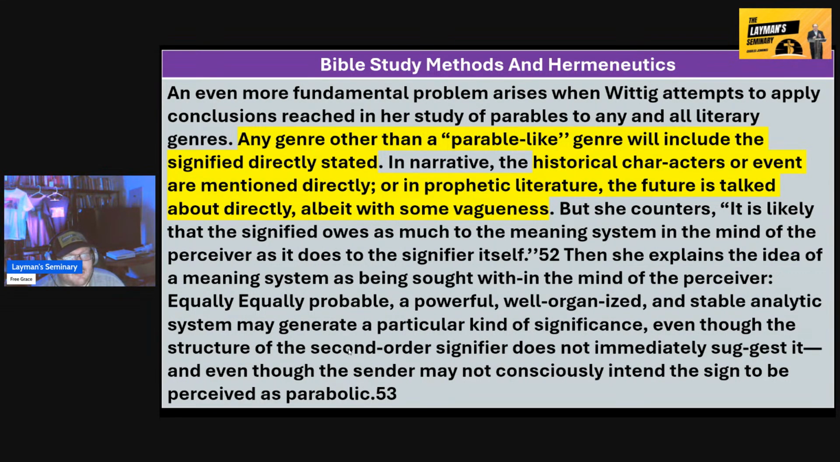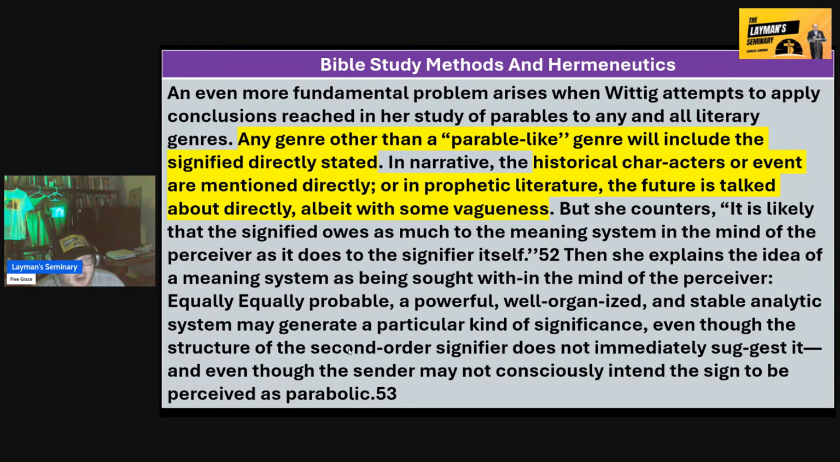An even more fundamental problem arises when Wittig attempts to apply conclusions reached in her study of parables to any and all literary genres. Any genre other than a parable-like genre will include the signified directly stated. In narrative, the historical characters or events are mentioned directly, or in prophetic literature, the future is talked about directly, albeit with some vagueness. But she counters, "It is likely that the signified owes as much to the meaning system in the mind of the perceiver as it does to the signifier itself." Then she explained the idea of a meaning system as being sought within the mind of the perceiver.